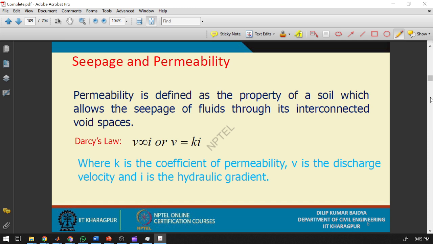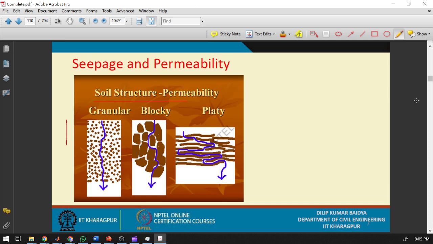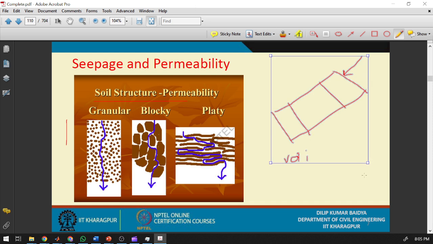We talk about Darcy's law of permeability. Darcy saw that if you have water flowing through a soil, the velocity is directly proportional to the hydraulic gradient, which is quite a logical thing to think about. We know that any kind of dynamic movement will only exist if there is a difference in gradient, if there is a gradient present.